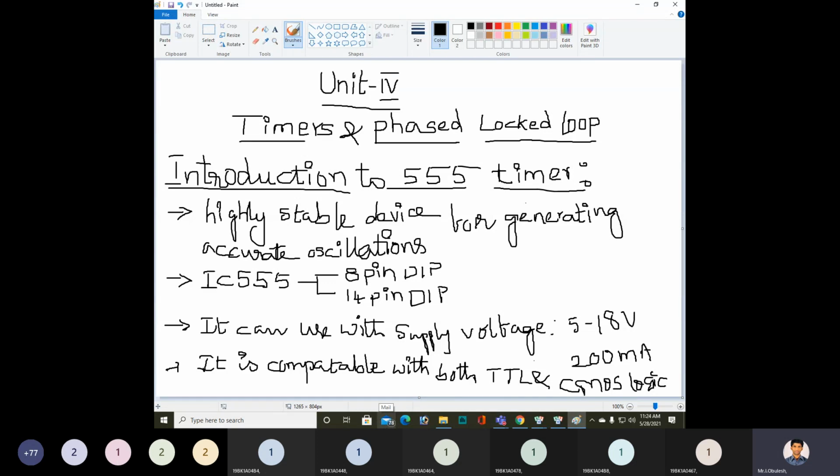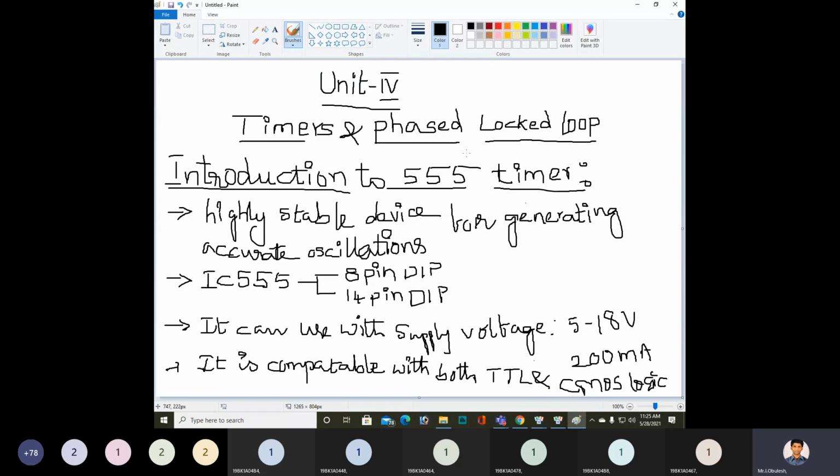Coming to applications, where we need to use this IC 555 timer: in oscillators, pulse generators, ramp and square wave generators, voltage monitor, traffic light control, multivibrators and so on.